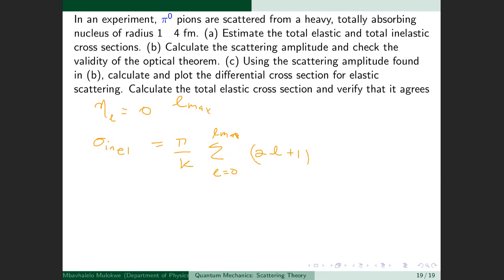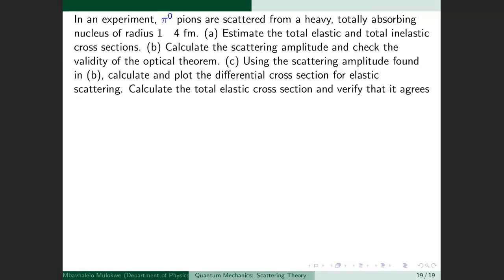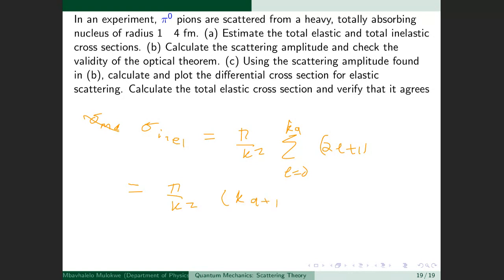The formula just simplifies to 2L plus 1, with L max given by Ka, which again we don't really know. So sigma inelastic is going to be given by pi over k squared, sum L going from 0 to Ka of 2L plus 1, which you can do the sum. It's just going to give you Ka plus 1 squared.